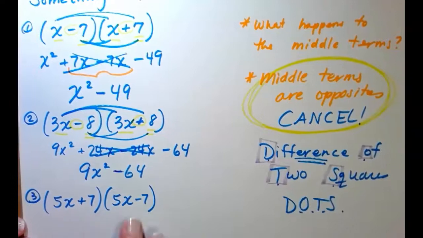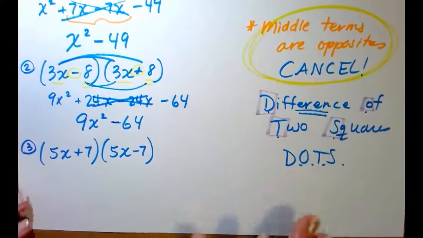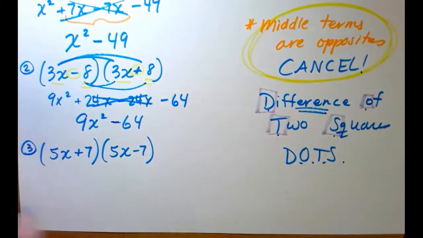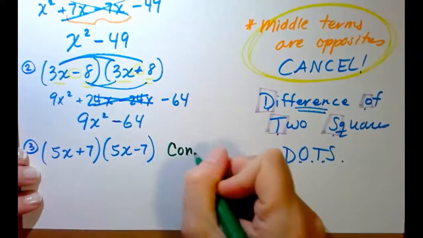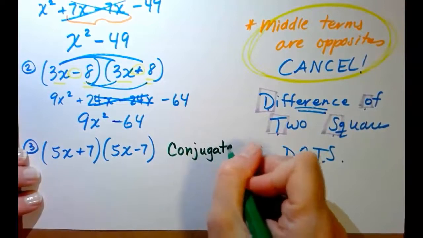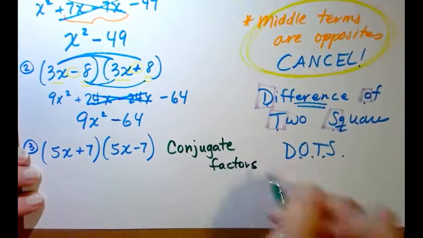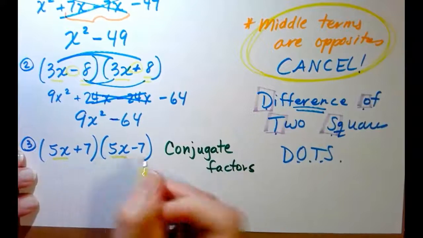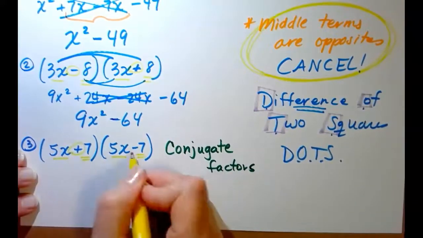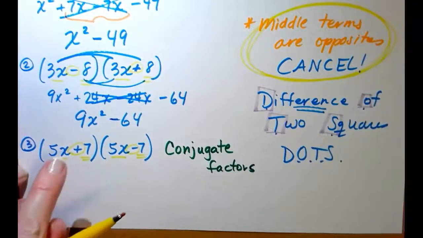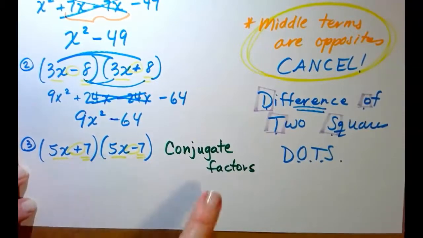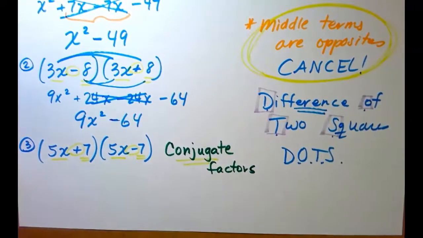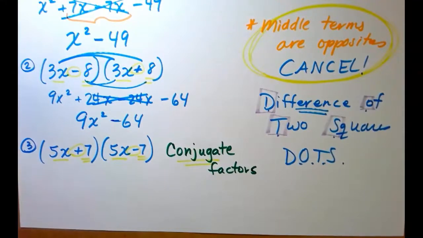Now, these two factors, they do have a special name. And the name of the types of factors that give us the difference of two squares, they are called conjugate factors. C-O-N-J-U-G-A-T-E. Those are conjugate factors. Conjugate factors are just what we see here. The same terms in the same order. One's a sum, one's a difference. It doesn't matter if the minus comes first or the plus comes first as long as the signs alternate. These are conjugate factors. And when we multiply conjugate factors together, the middle terms are going to cancel every single time.